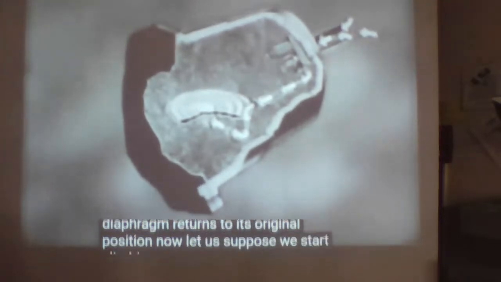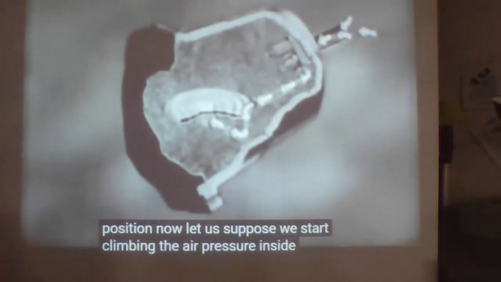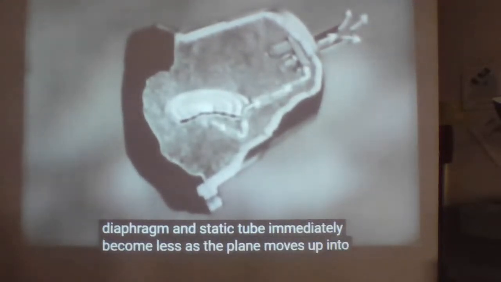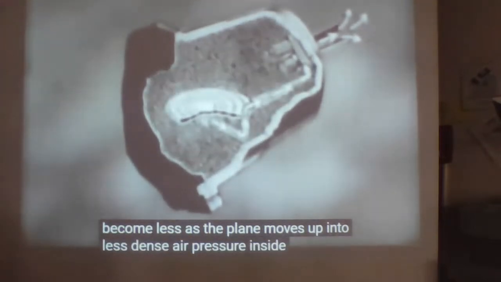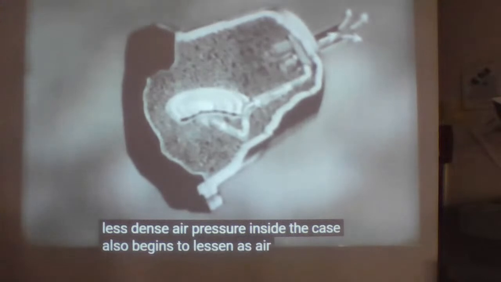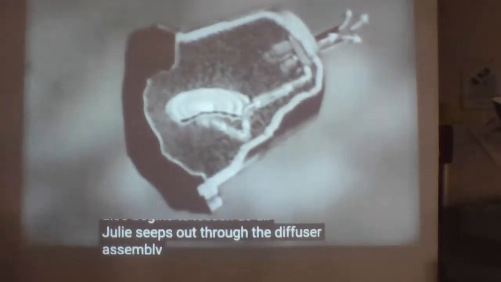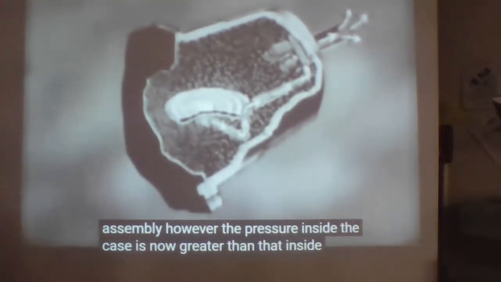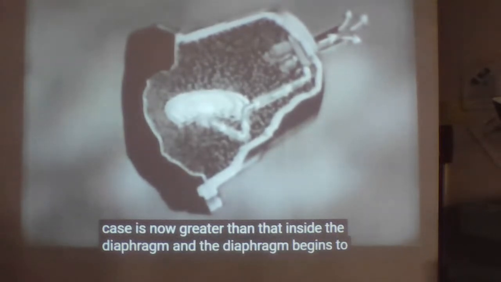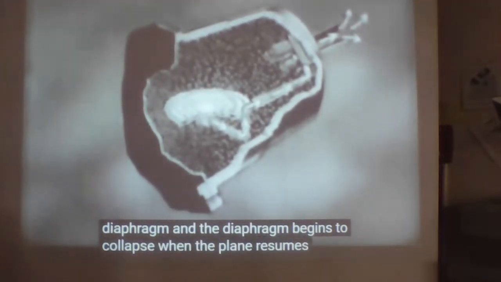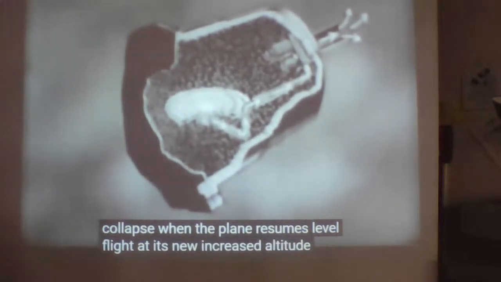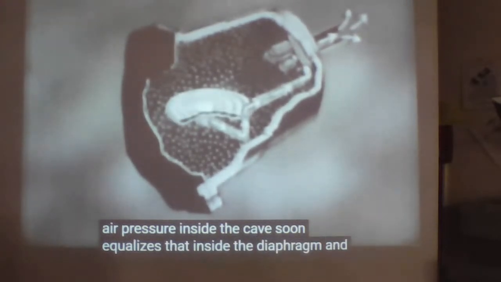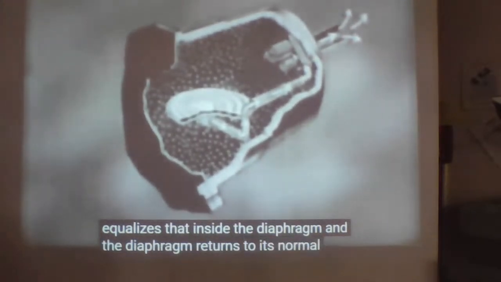Now let us suppose we start climbing. The air pressure inside the diaphragm and static tube immediately becomes less as the plane moves up into less dense air. Pressure inside the case also begins to lessen as air gradually seeps out through the diffuser assembly. However, the pressure inside the case is now greater than that inside the diaphragm, and the diaphragm begins to collapse. When the plane resumes level flight at its new increased altitude, the air pressure inside the case again equalizes that inside the diaphragm, and the diaphragm returns to its normal position.